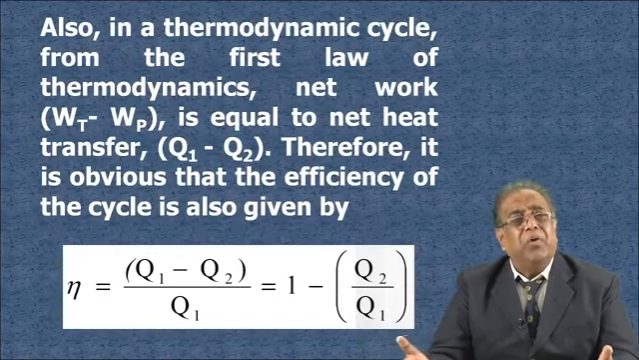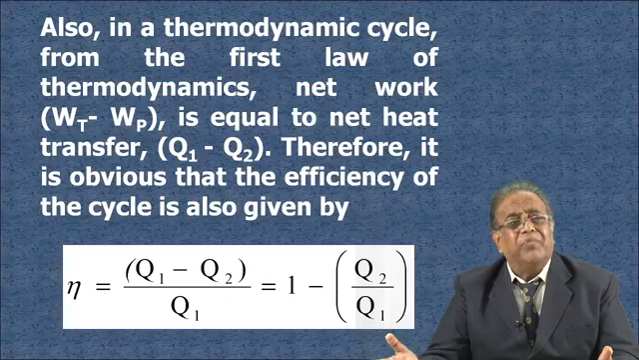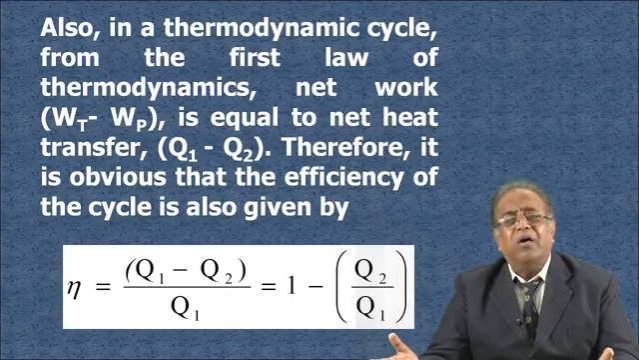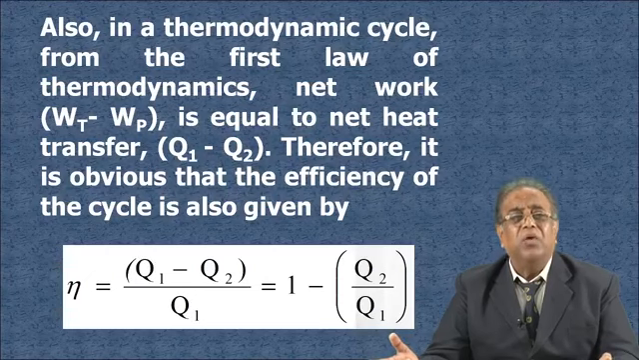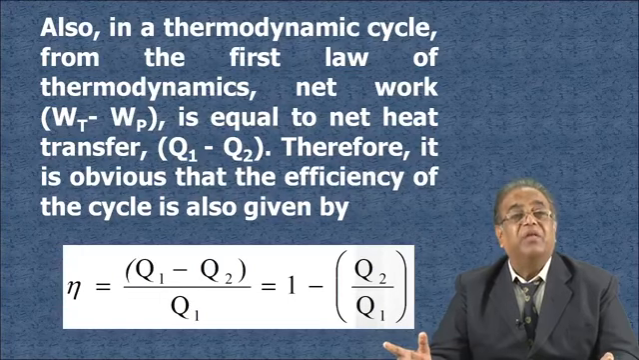Also, in a thermodynamic cycle, from the first law of thermodynamics, net work, that is WT minus WP, is equal to net heat transfer, that is Q1 minus Q2. Therefore, it is obvious that the efficiency of the cycle is also given by eta is equal to (Q1 minus Q2) divided by Q1, which is equal to 1 minus Q2 divided by Q1. Here we have just substituted the value of WT minus WP equal to Q1 minus Q2.